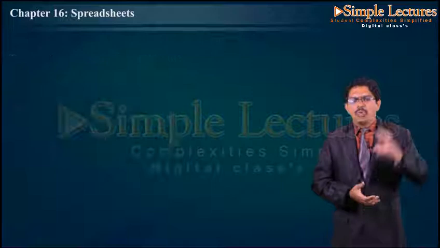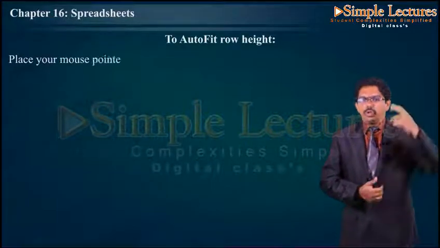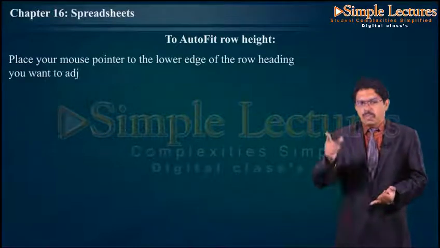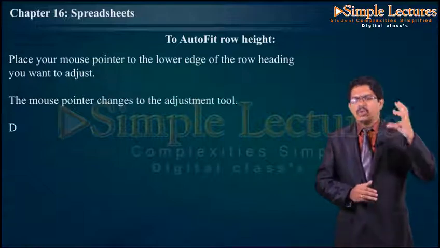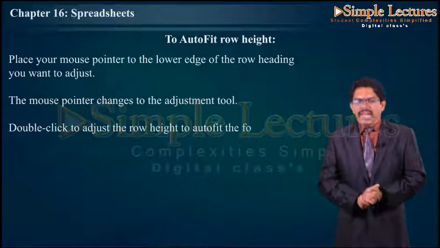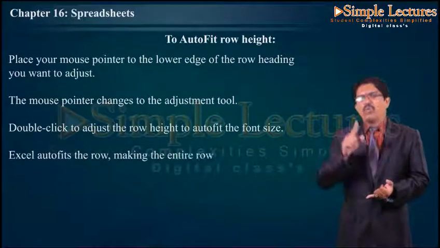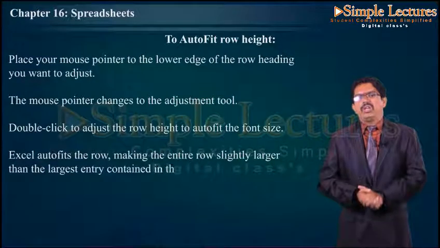Now, let us move to AutoFit the row height. Place your mouse pointer on the lower edge of a row heading you want to adjust. The mouse pointer changes to the adjustment tool. Double click to adjust the row height and the font size. Excel auto-fits the row, making the entire row slightly larger than the largest entry in a row.